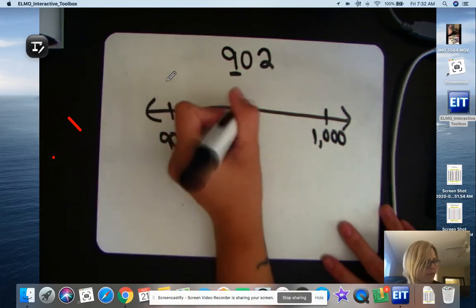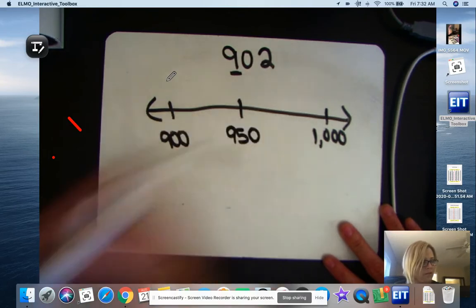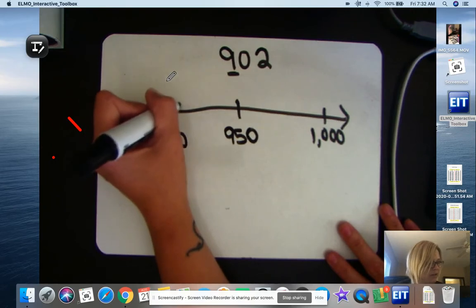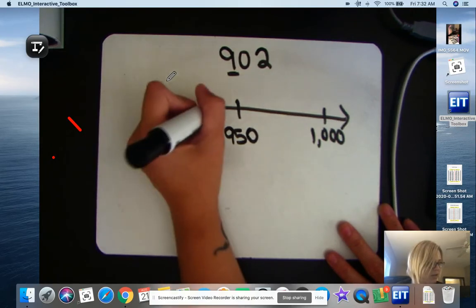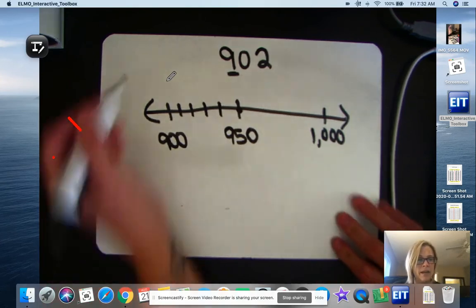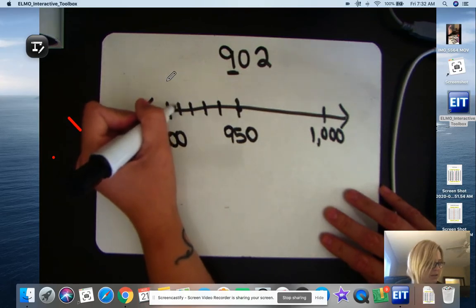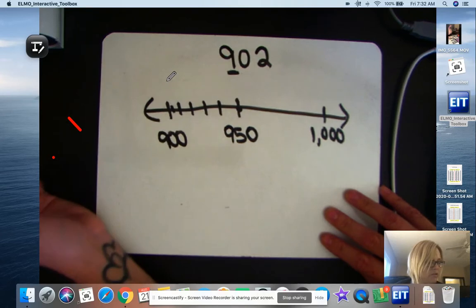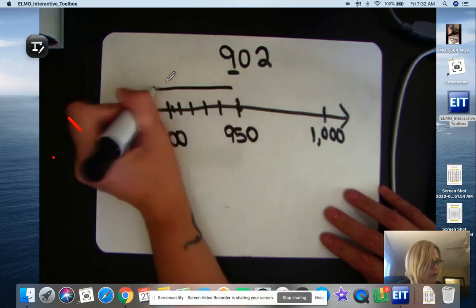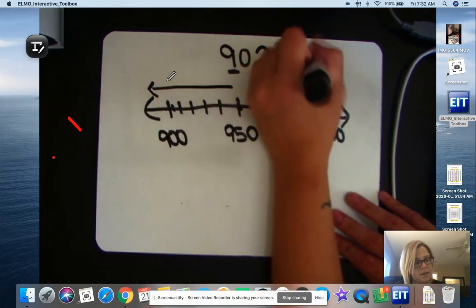I'm going to find my middle, which again, it's the 950, and I have to decide where 902 is. So I've got 900, 910, 920, 930, 940, and 950. I don't need to keep going because I know that 902 is going to be between 900 and 910. So my 902 is going to be really close to the 900. Because it is before the 950, we are going to round down. So 902 rounded is going to be 900.